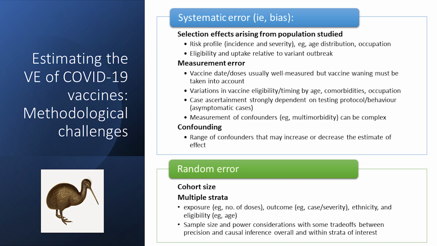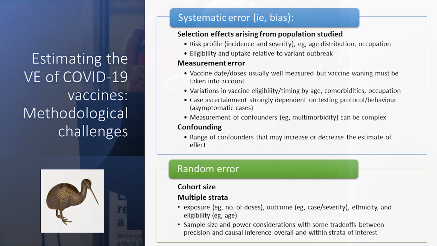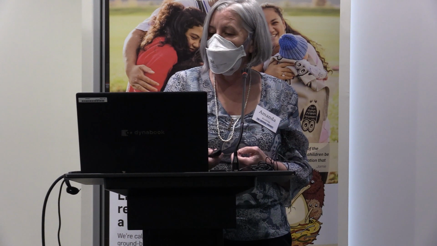And random error comes from cohort size, but also because it's not a simple binary in terms of our exposure, vaccinated or not vaccinated, but different dosages and some time factors also. So there are some methodological challenges here and some design decisions to be made at the analysis stage.